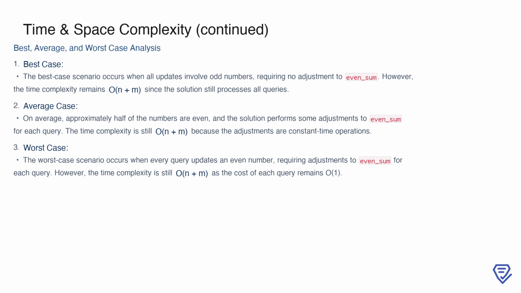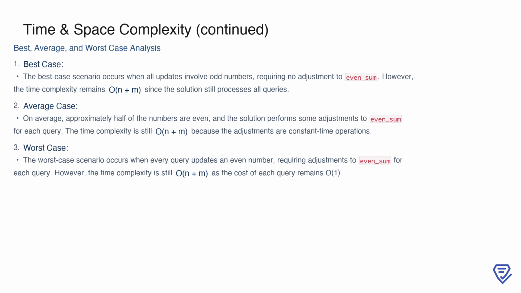Analyzing the best, average, and worst-case scenarios can provide additional insights. In the best case, all queries update odd numbers, meaning no adjustments to even_sum are needed. Despite this, the time complexity remains n plus m, as the algorithm still processes every query. On average, we can expect approximately half of the numbers to be even, which means some adjustments to even_sum will be necessary after processing each query. However, since these adjustments are constant time operations, the overall time complexity remains n plus m.